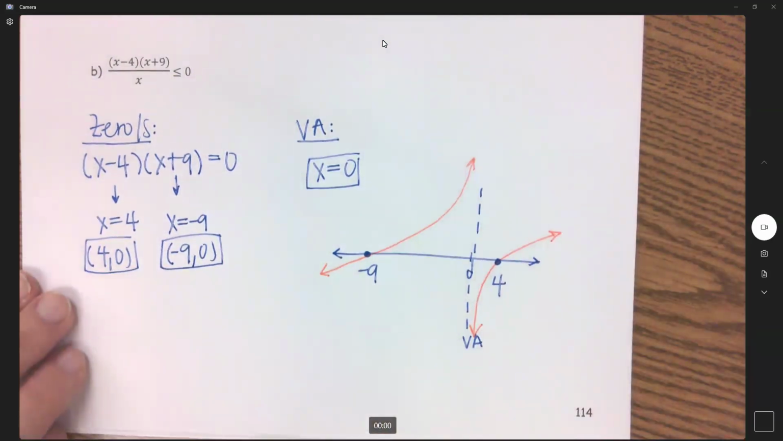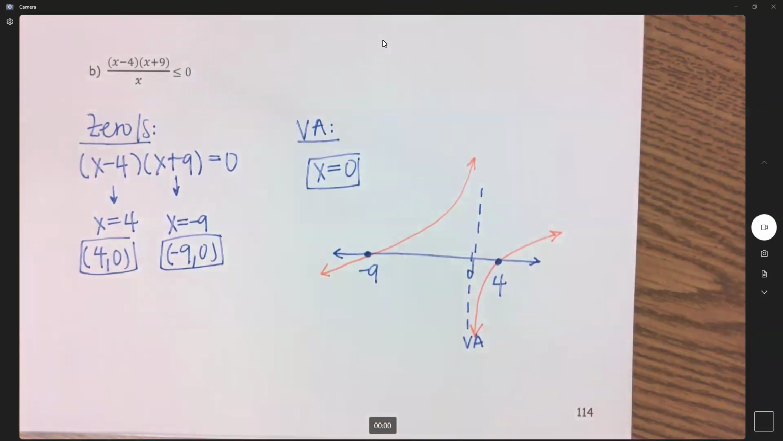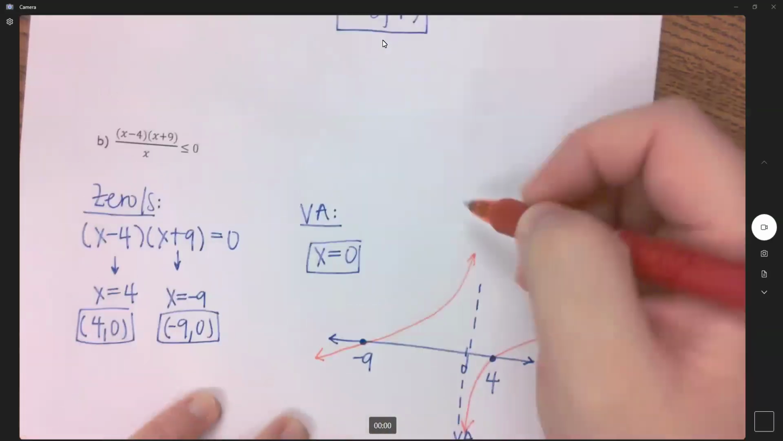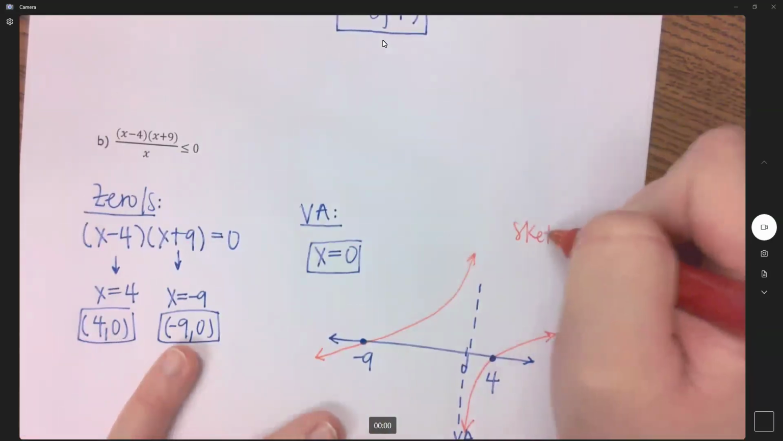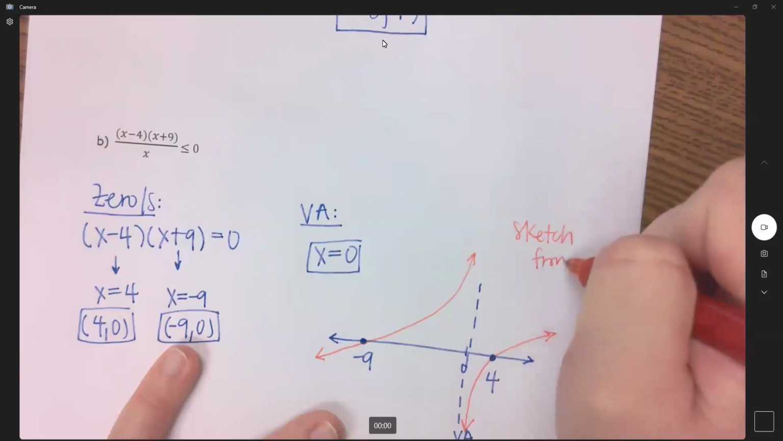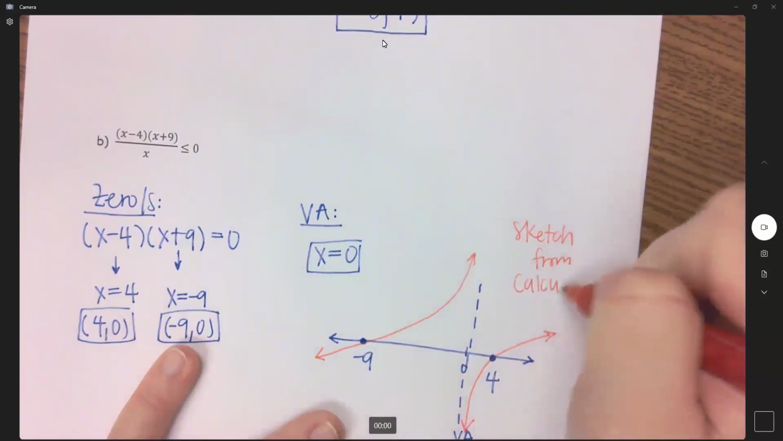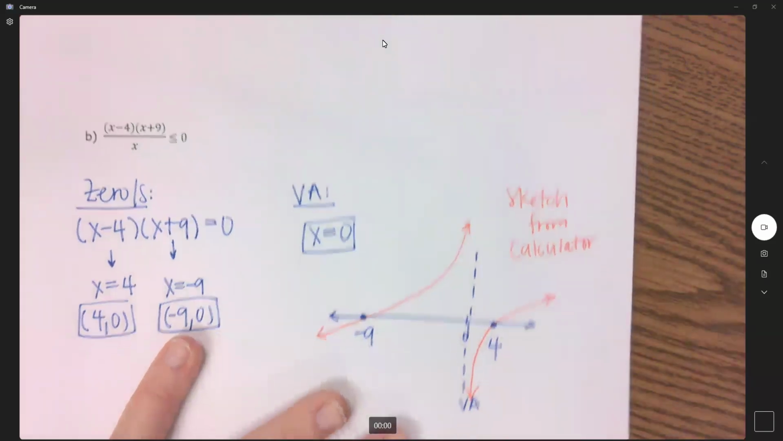So here is again my sketch from the calculator. Sketch is in red.